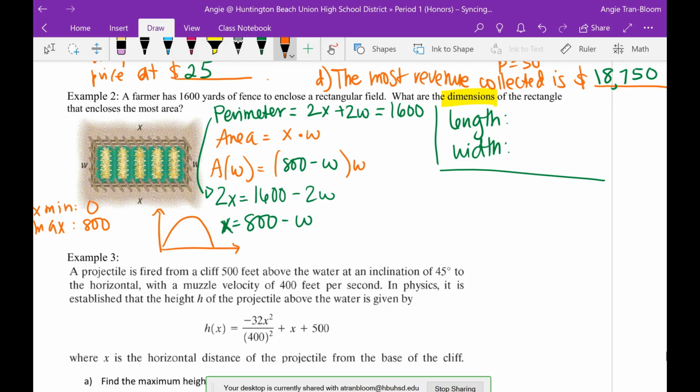If you're doing A of L, then that would be your L. Okay, so this is your width. What would you label your Y-axis? Area. Okay, so be mindful when you're using your calculator. So, right away, your calculator should give you the width. What is the width? 400. What's the unit of measurement? Yards? 400 yards. Now what? How did you get the length?